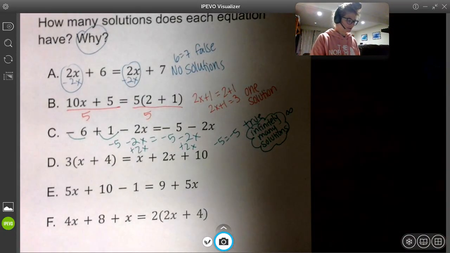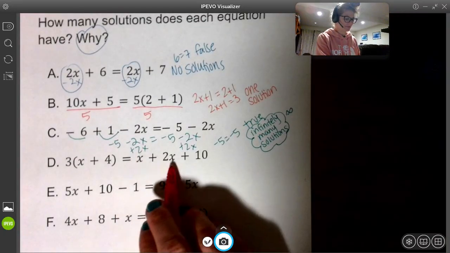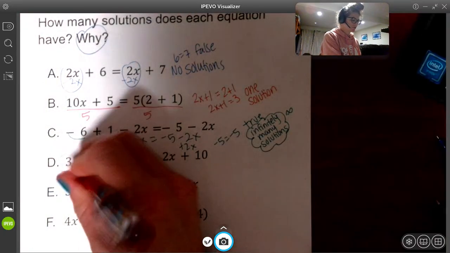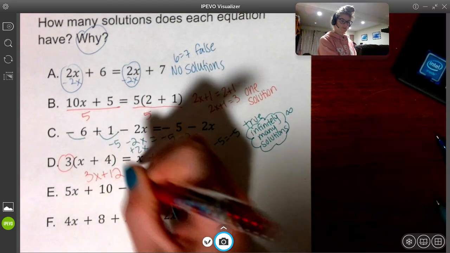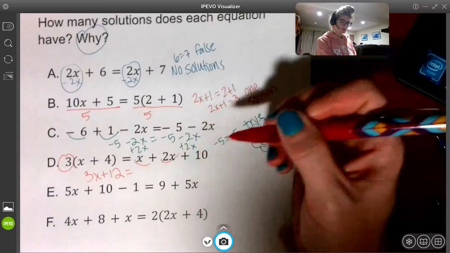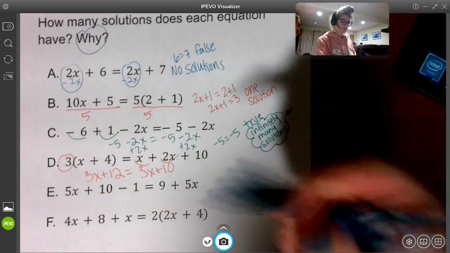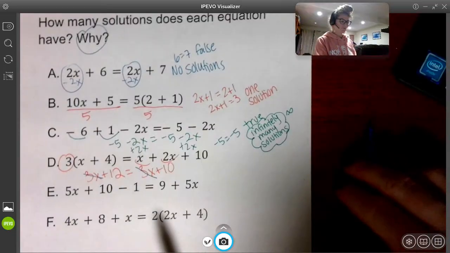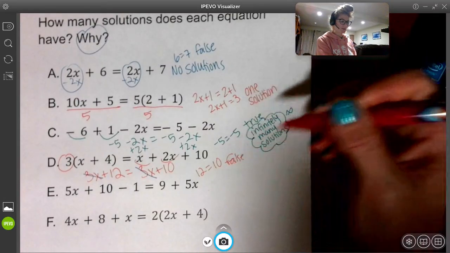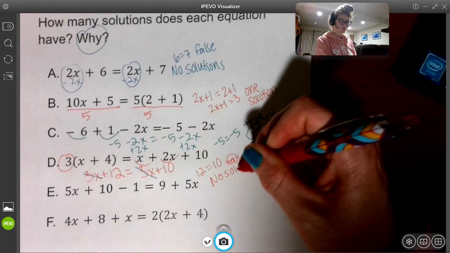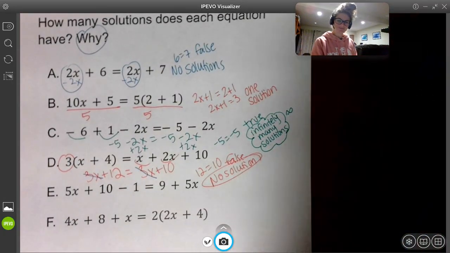If we look at the next one, I'm not going to divide both sides by 3 to undo distribution because that would make fractions over here. So I'm just going to distribute my 3, and when I do that, I end up with 3x plus 12 is equal, on the other side, combining my like terms, x and 2x gets you 3x plus 10. If I subtract 3x from both sides, I end up with 12 equals 10, which is a false statement, which lets me know my solution is no solution. So if you discussed with your group that D was no solution, great job.